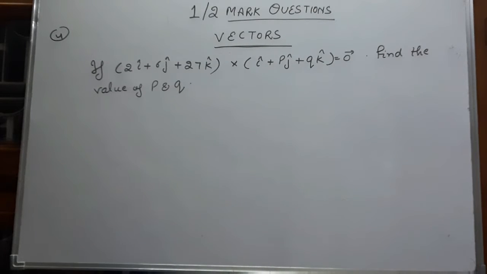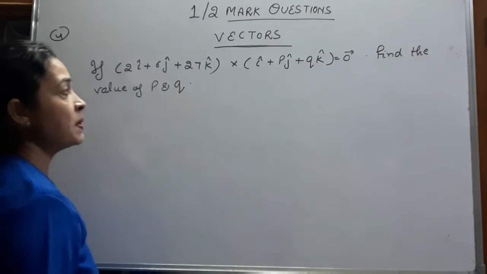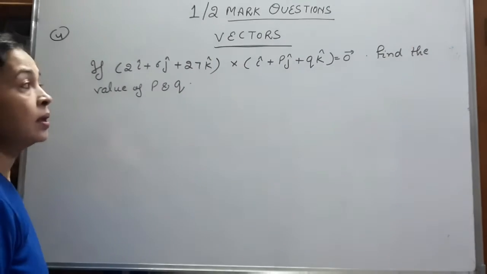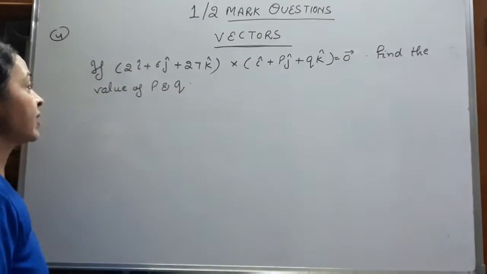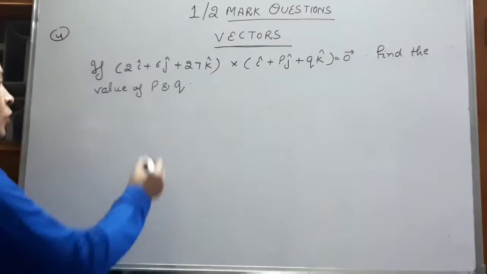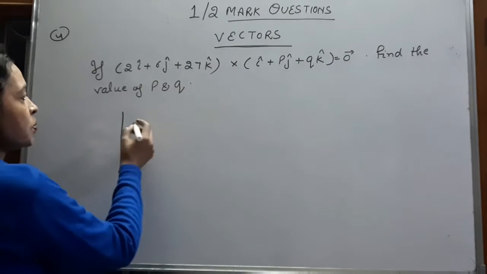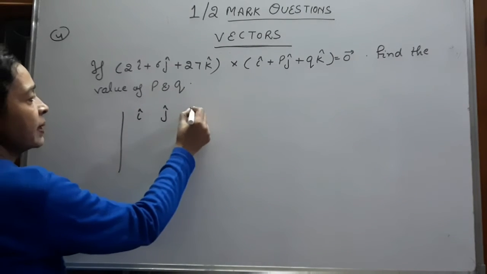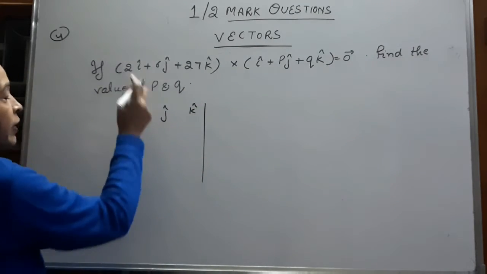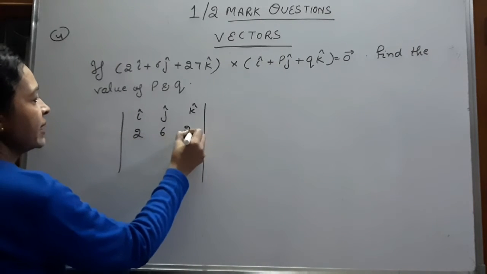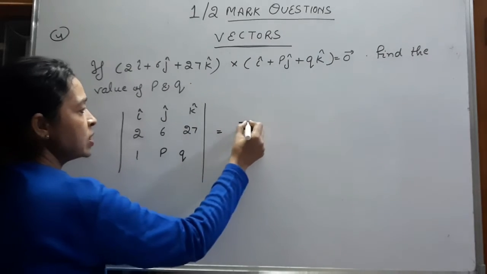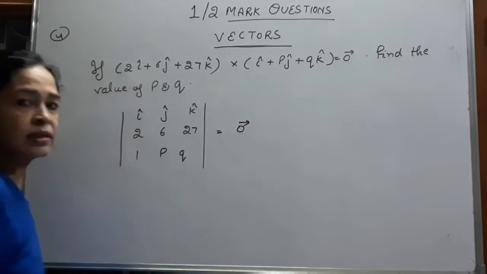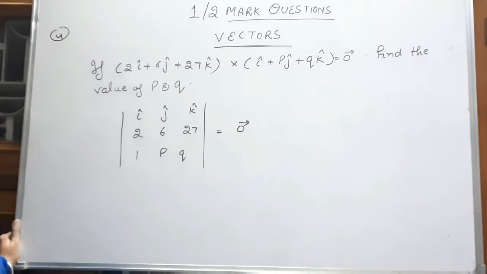If 2i cap plus 6j cap plus 27k cap cross i cap plus pj cap plus qk cap is 0 vector. We have two vectors and the cross product is 0 vector. We have to find the value of p and q. First we will find the cross product. i cap, j cap, k cap. Component of i is 2, 6, 27. Here we have 1, p and q. And this is equal to 0 vector. What is 0 vector? 0 i cap plus 0 j cap plus 0 k cap.